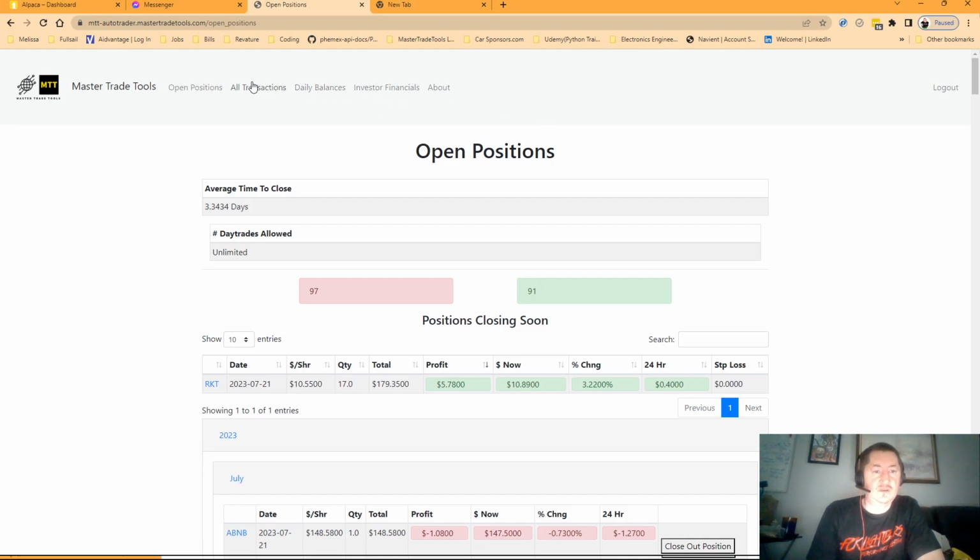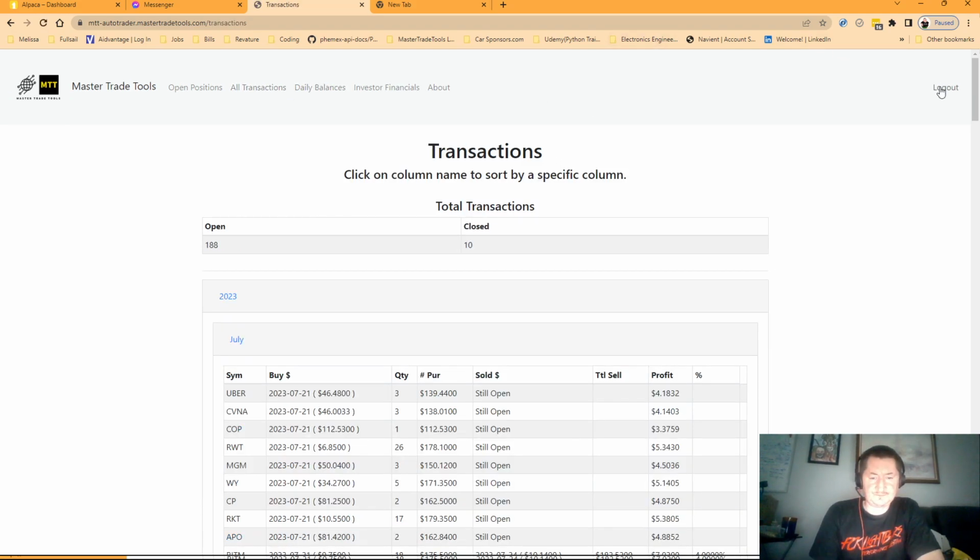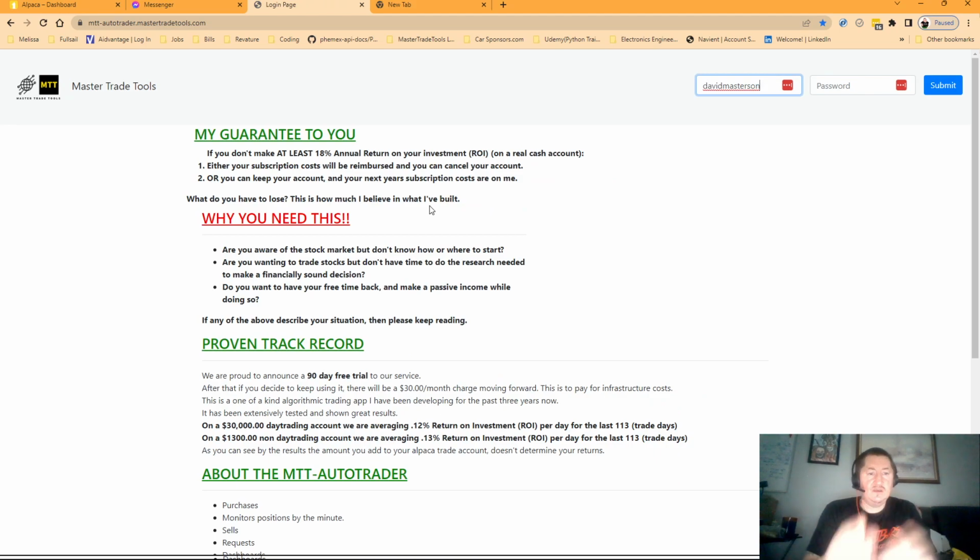And the guarantee I also show on the main page. If you don't make at least 18% on your investment on a real cash account, you can decide to either cancel your account and we will refund your subscription costs spent up to that point for that year, or we can keep your account and next year's subscription costs will be on me. So you won't have to pay anything for the monthly fee.